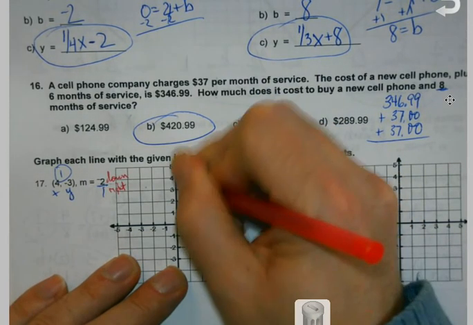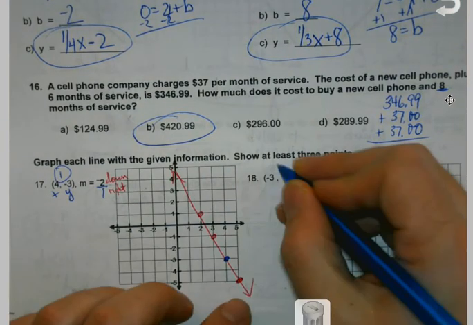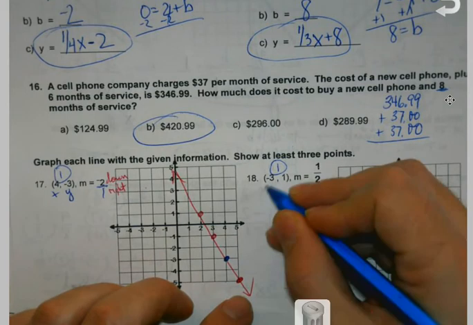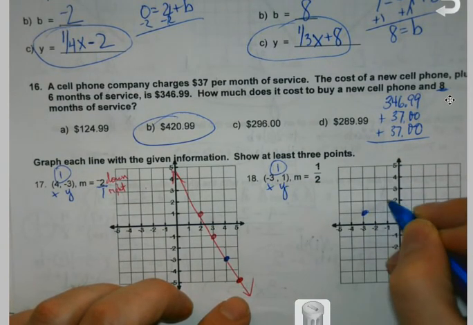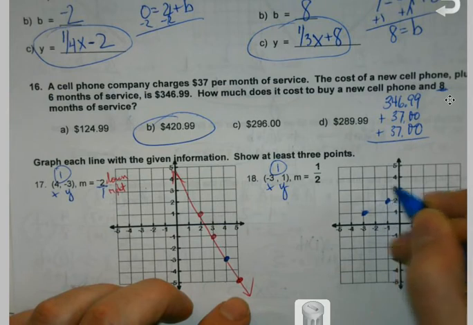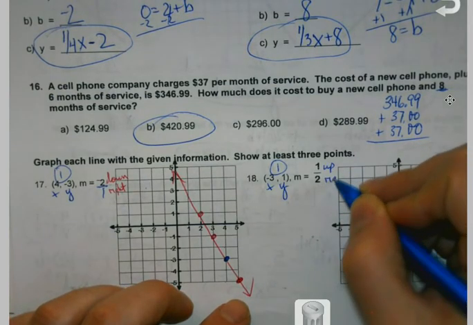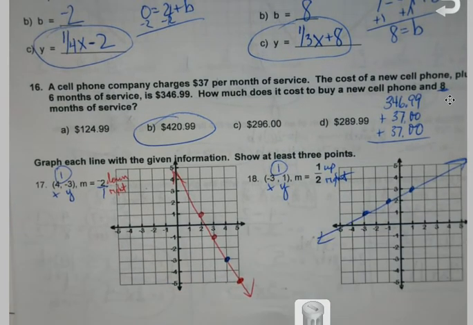Then connect the dots. It'd be good. But always with these, first job, plot your point. Then up 1, right 2. Up 1, right 2, because again, they're both positive. And work your way through that guy.